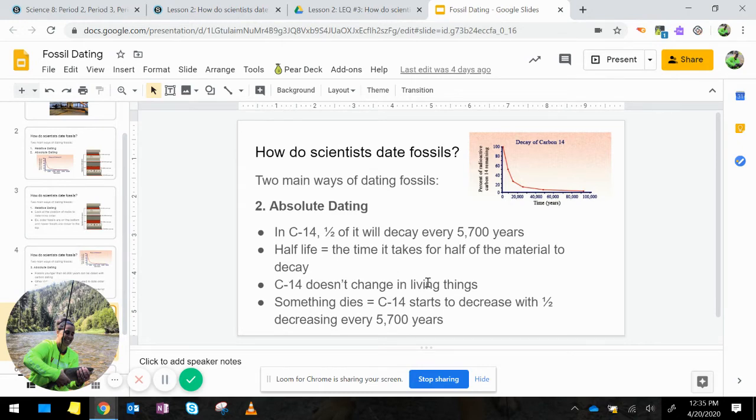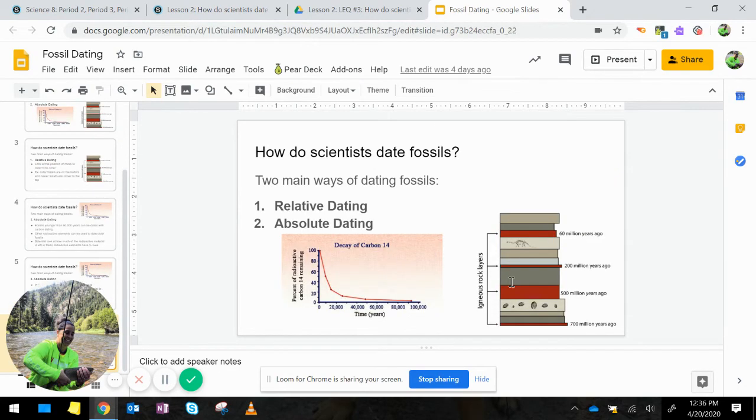Carbon-14 doesn't start decaying or changing in living things. In living things, it's just there. But when something dies, that's when the carbon-14 starts to decay and break down. So if you look at how much is left in a fossil, you can figure out basically the age of that fossil.